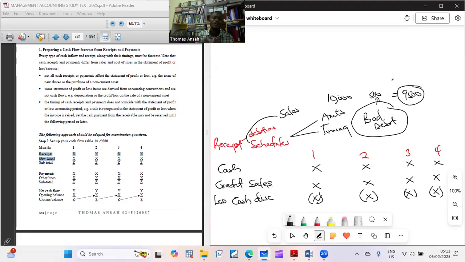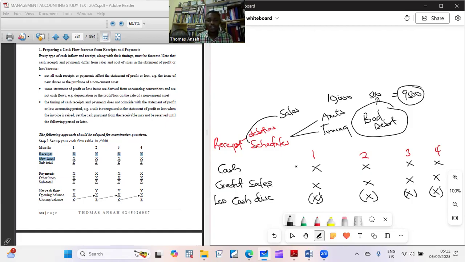However, if the question tells you that the bad debt happened 3 months after the date of sale, or 4 months after the date of sale, then if the sale is in period 1, you have to count 1, 2, 3 and put the bad debt there. So everything about budget depends on what the question is actually saying. There is no fixed way of doing it.